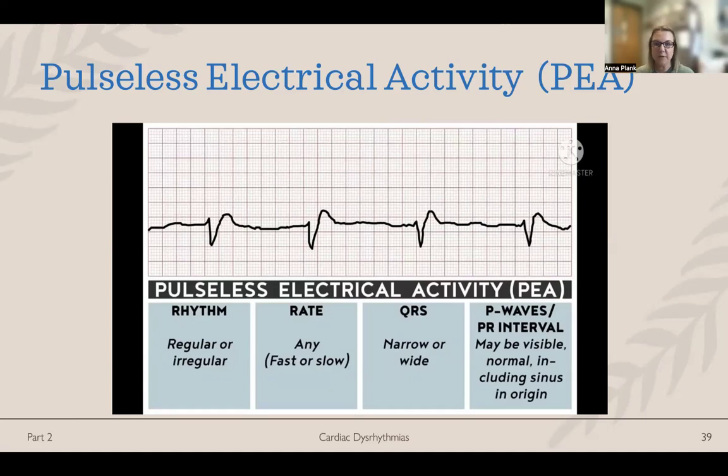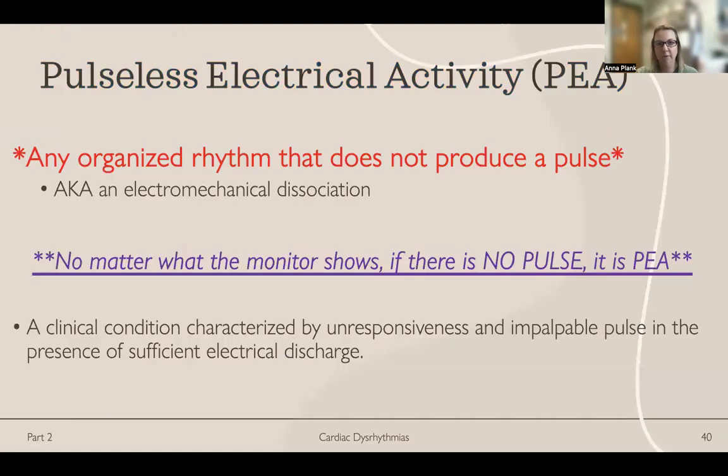So when you're reading your test questions or your ACLS book questions and it says, here's your rhythm strip, I don't care what it looks like, something organized. And then it says the patient has no pulse. You don't even need to march anything out. You don't have to space it out. You don't have to count it. It's automatically PEA, pulseless. Okay.